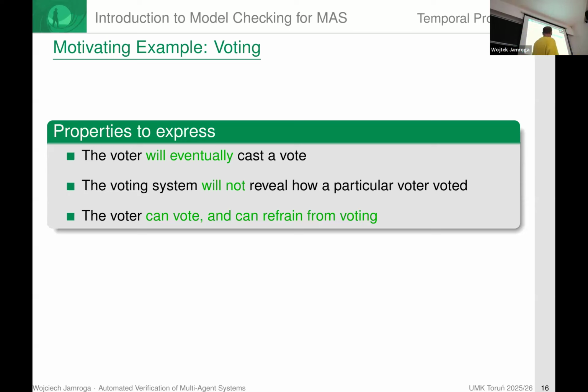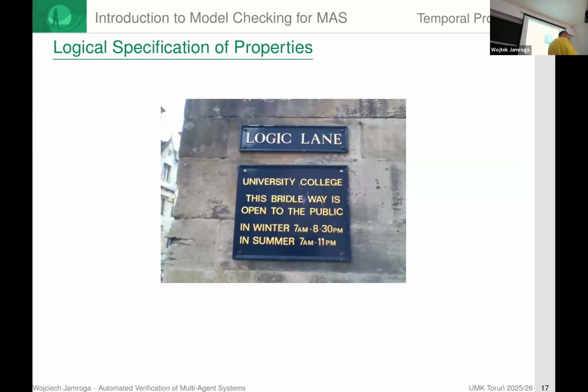And the last one, which I would call voter enfranchisement: the voter can choose to vote and can refrain from voting. Or at least the voter might vote and might refrain from voting in a weaker version. So let's consider these three properties. We want to express them in a more formal way, and more formal to me means using mathematical logic, and in particular using modal logics that are typically used and worked upon in multi-agent systems.